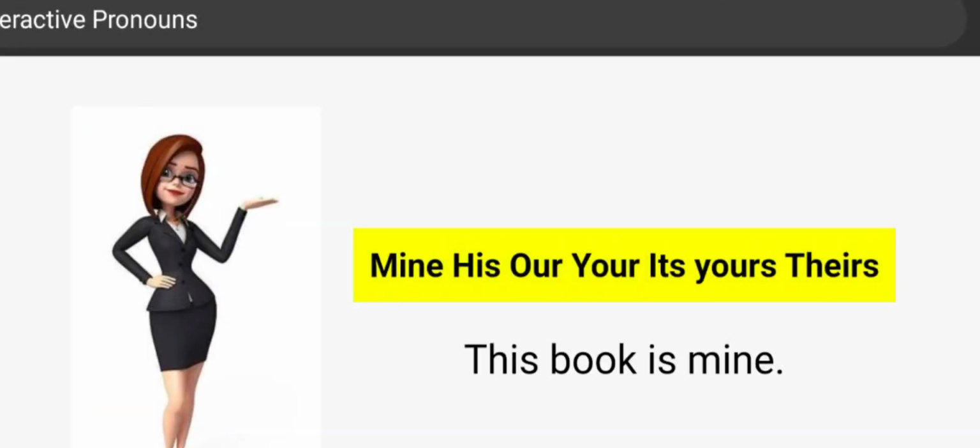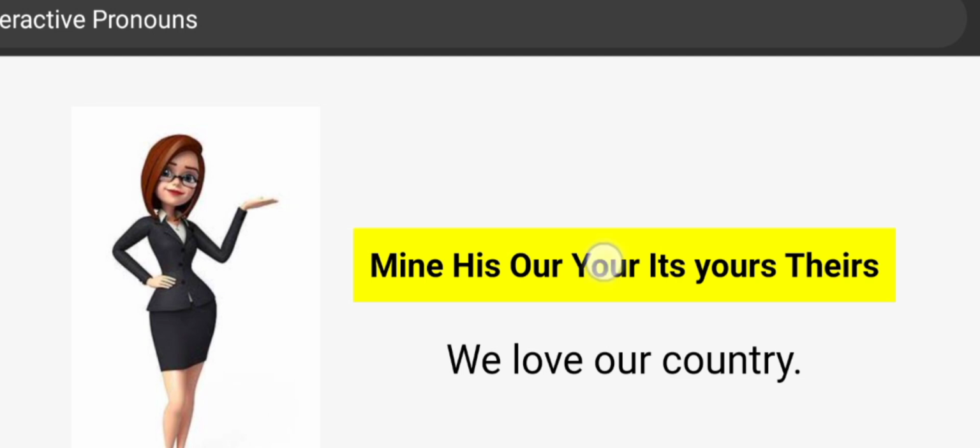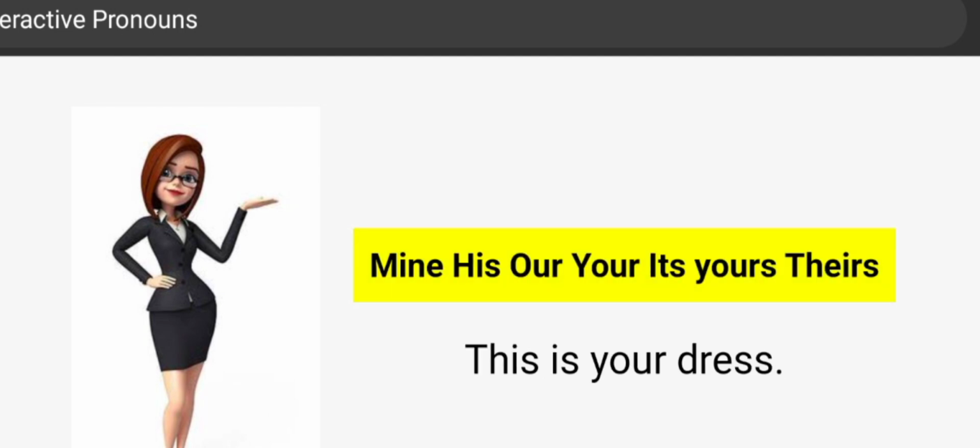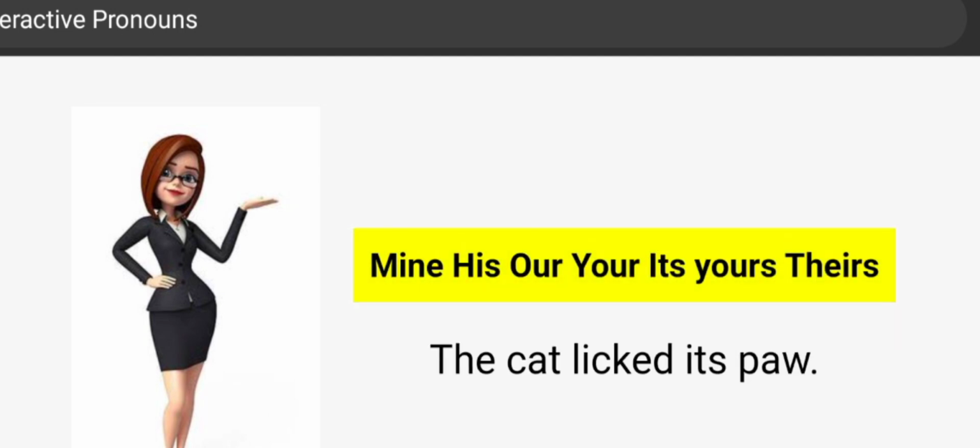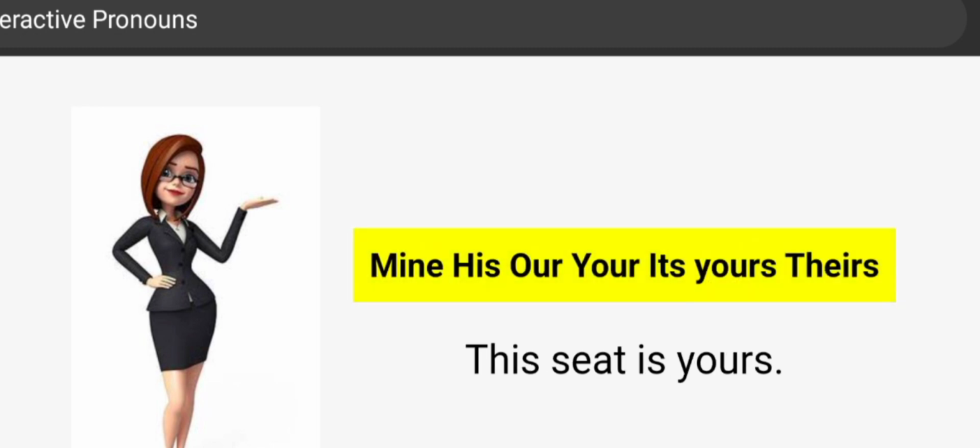Mine: this book is mine. His: he lost his phone. Our: we love our country. Your: this is your dress. Its: the cat licked its paw. Yours: this seat is yours. Theirs: the land is theirs.